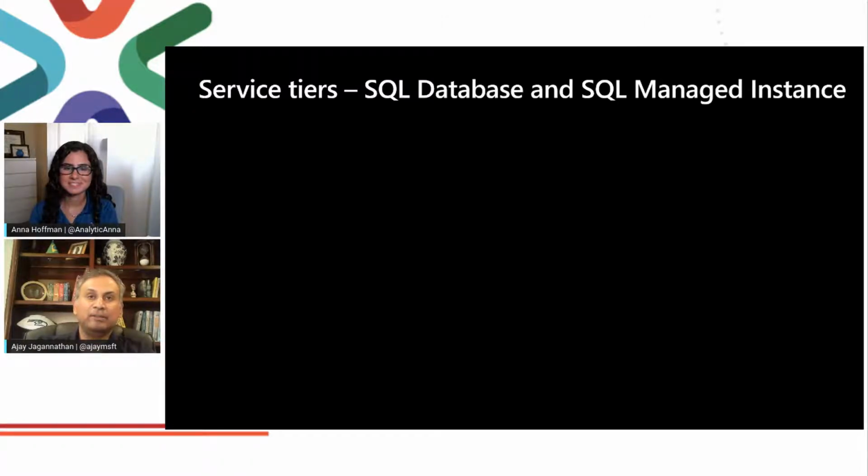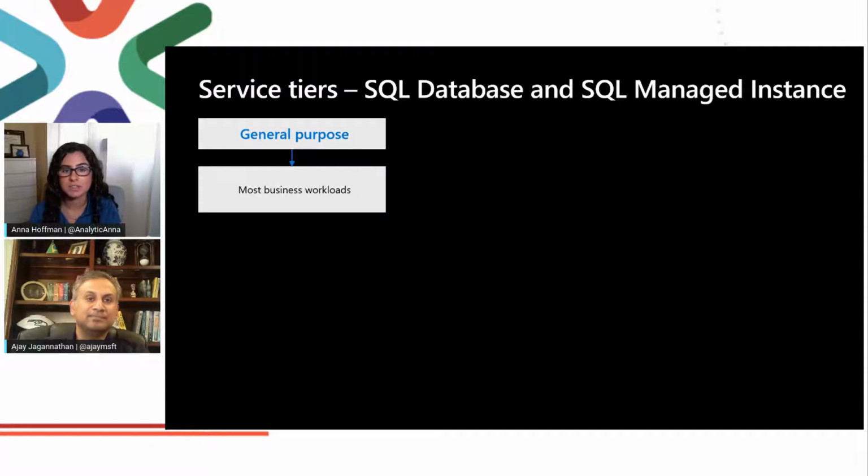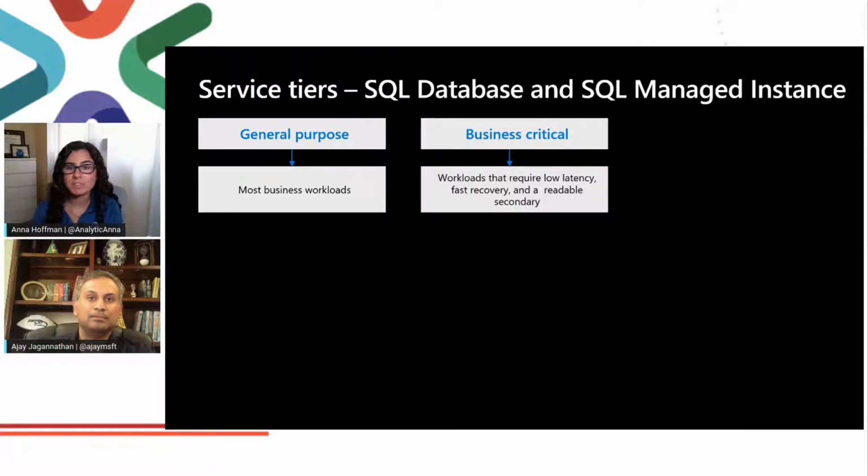Let's take a comparison of the workloads when you would pick each service tier. Anna, do you want to talk about general purpose and business critical first? Sure. Thanks, Ajay. So as Ajay mentioned, if you dive into the vCore model for both Azure SQL Database and Managed Instance, there are 2 options available. The first is general purpose, and as the name suggests, this is meant for most business workloads. This is where we see many of our customers landing, and they're doing just fine. Now, we also have the business critical service tier, which, like the name suggests, is really meant for your workloads that require super low latency and really fast failover times.